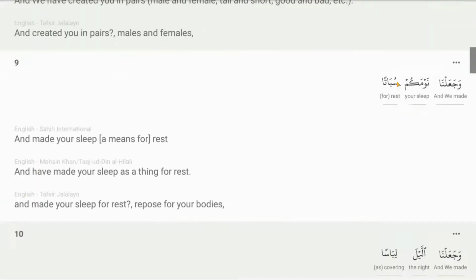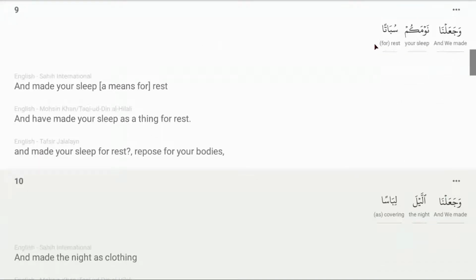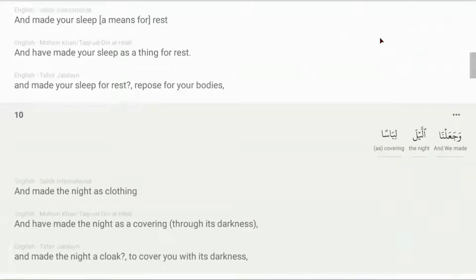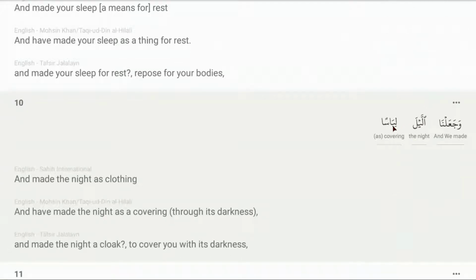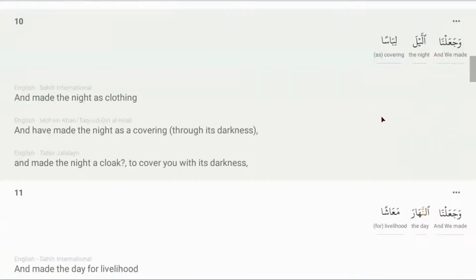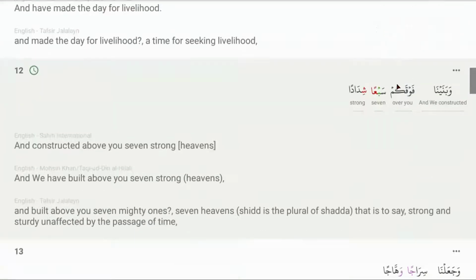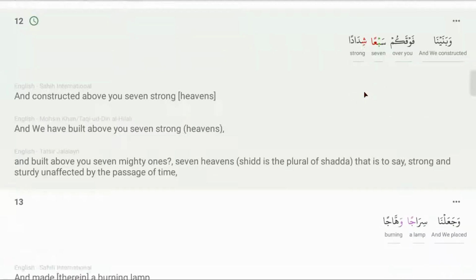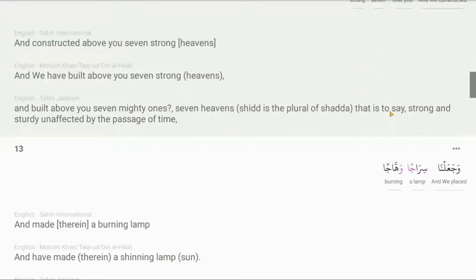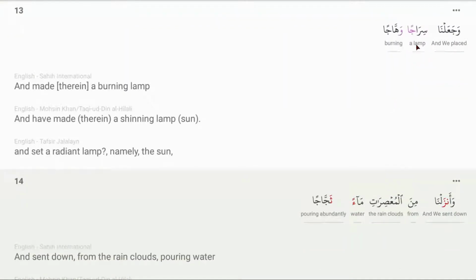وَخَلَقْنَاكُمْ أَزْوَاجًا, pairs. وَجَعَلْنَا نَوْمَكُمْ سُبَاتًا, Subat again. What does Subat actually mean? A place of rest. So many new words here. And we have made the night as a covering, libas. وَجَعَلْنَا النَّهَارَ مَعَاشًا, Ma'ash is a livelihood. وَبَنَيْنَا فَوْقَكُمْ سَبْعًا شِدَادًا, and we have made seven strong. He didn't mention the skies here, the adjectives kind of. وَجَعَلْنَا سِرَاجًا وَهَّاجًا, and we have made a burning lamp.